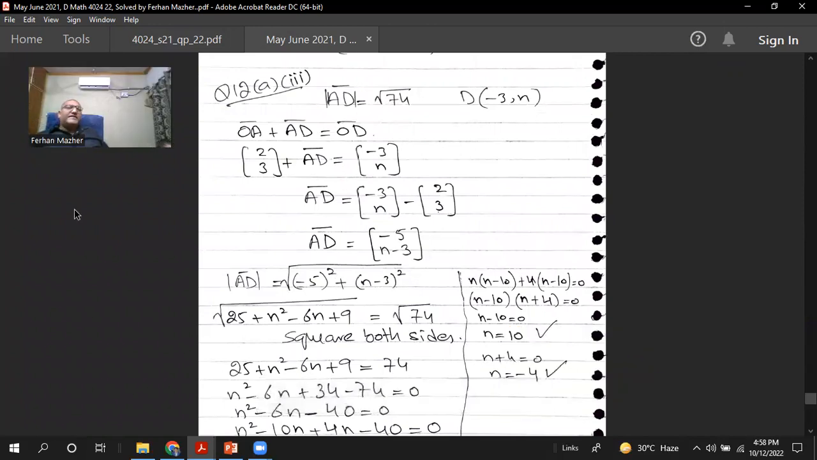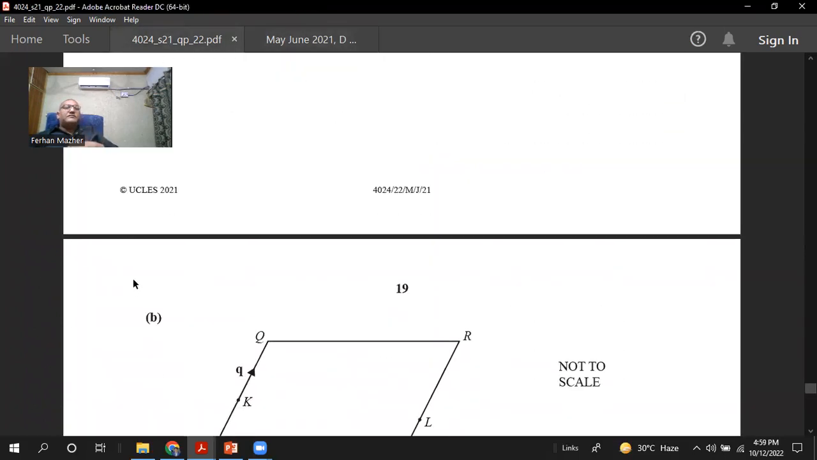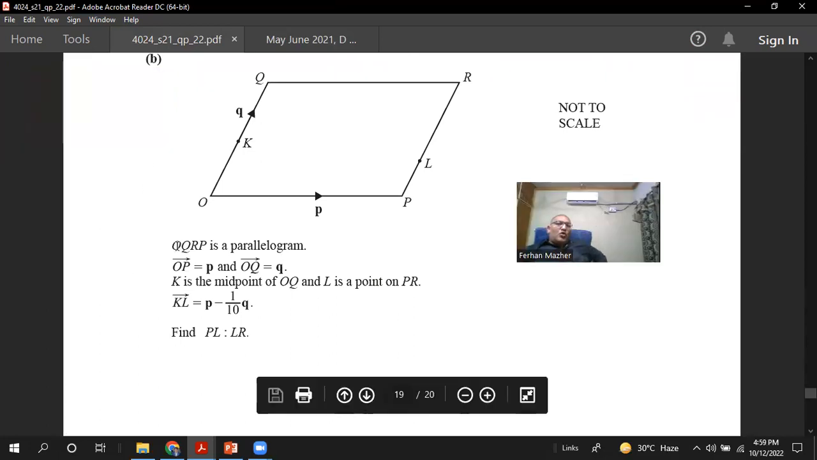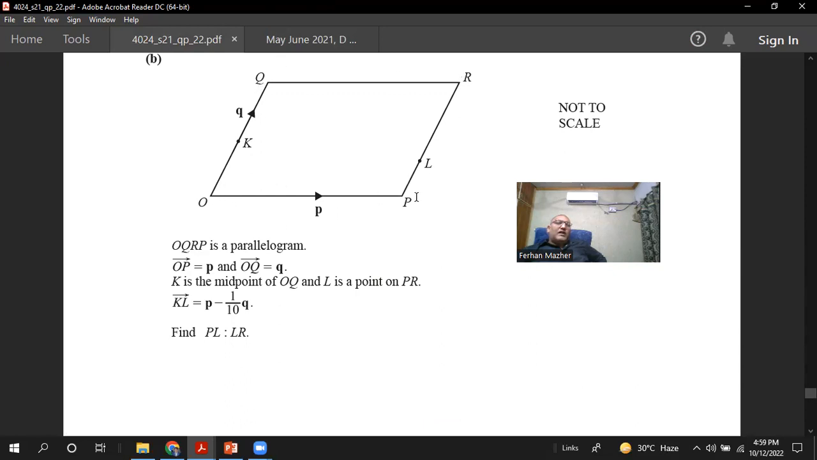Question number 12a and its third part is showing up on your screen. Hopefully you understand this question. Now he says OQRP is a parallelogram, and OP is equal to small p, and OQ is equal to small q. K is the midpoint of the OQ. So this is the midpoint. So OK will be q by 2, KQ will also be q by 2. The ratio will be 1 to 1.